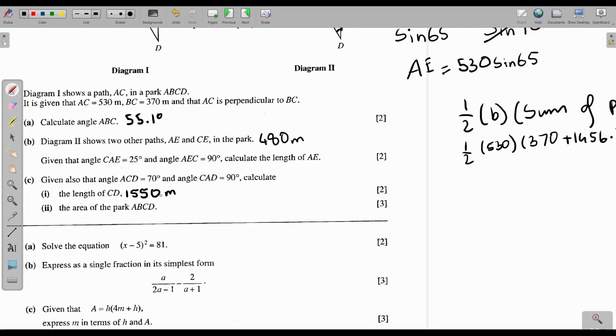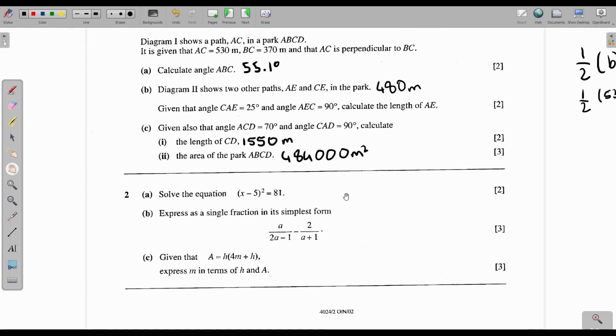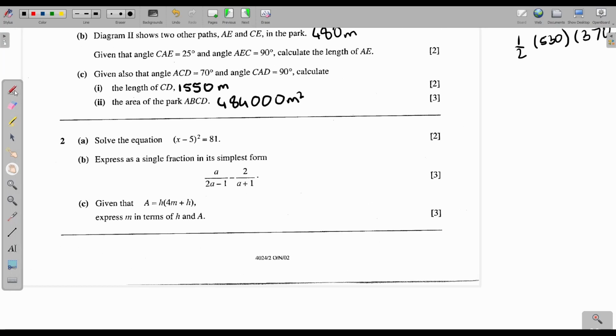So that would be 484,000, and that is question 1. One thing I also forgot to add here is that this is an area, so it is 484,000 meters squared. Anyways, let's do question number 2.